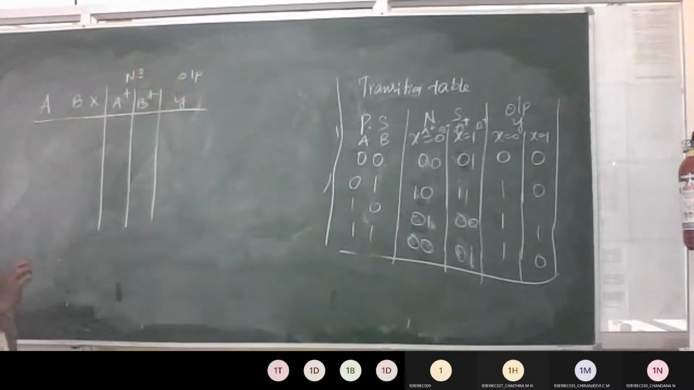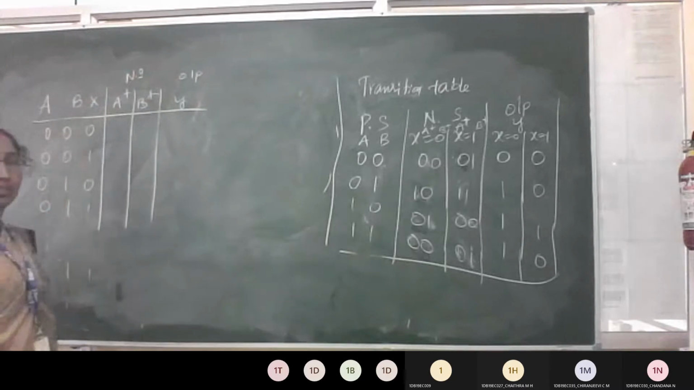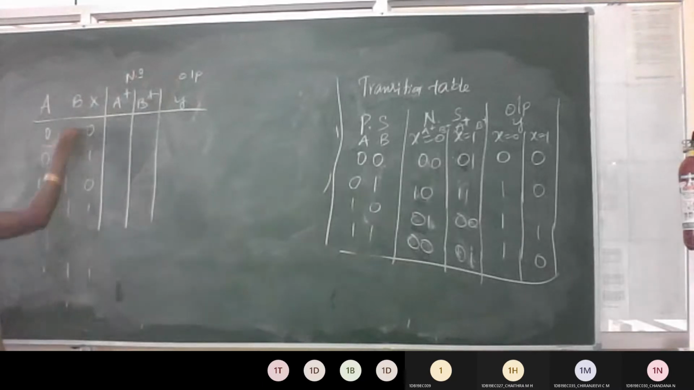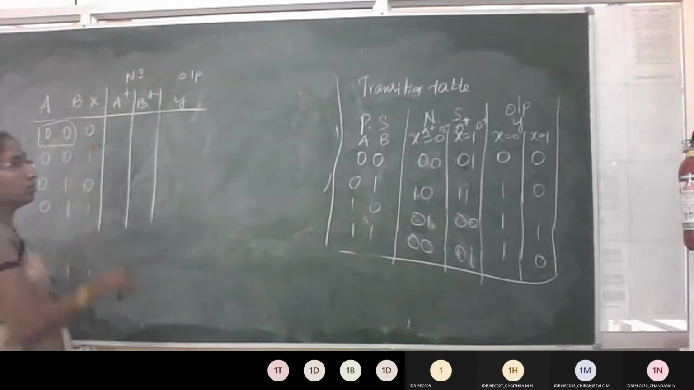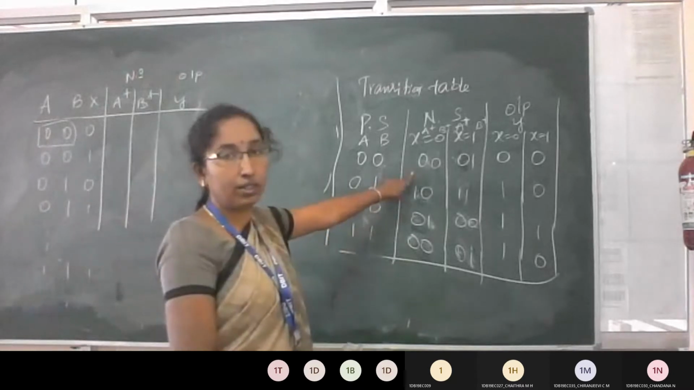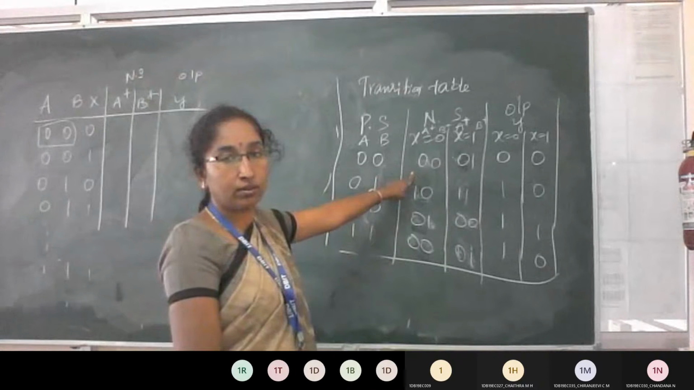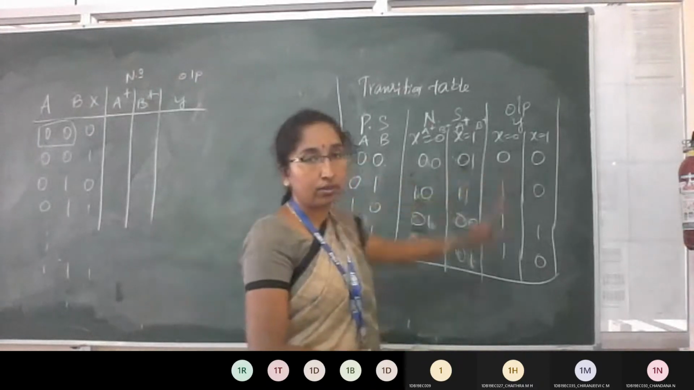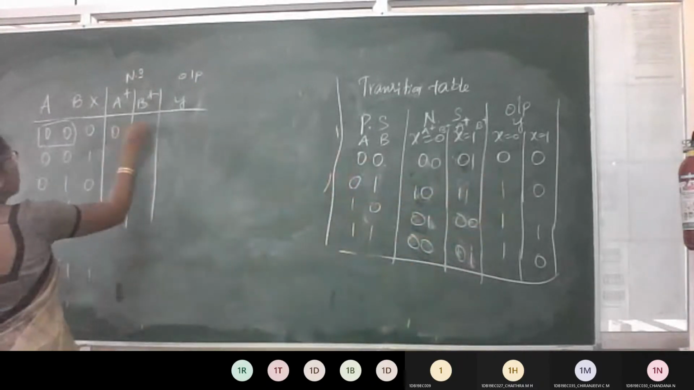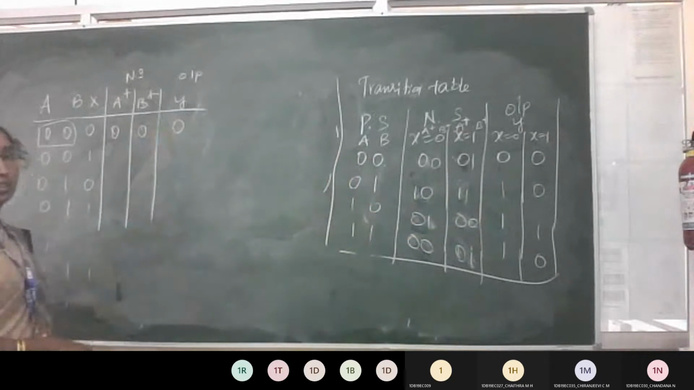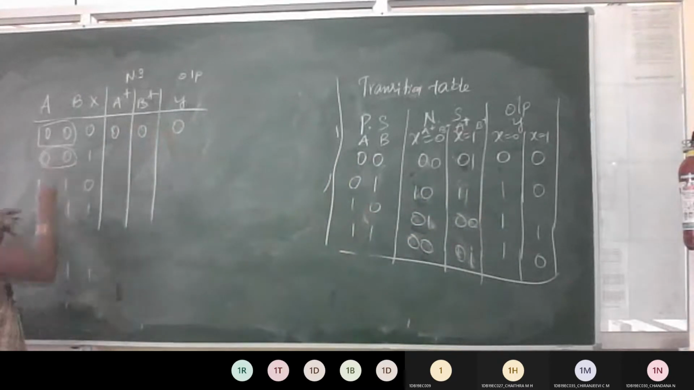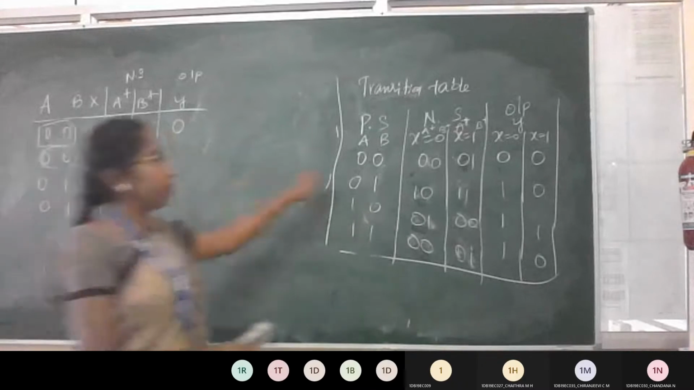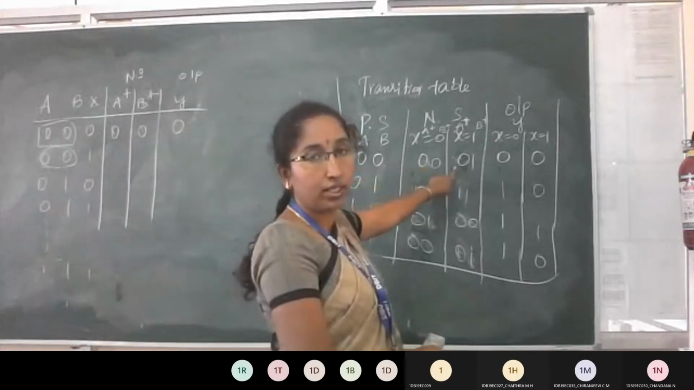So I need to write 8 combinations. So A B: 0 0 0, 0 0 1, 0 1 0, 0 1 1, up to 1 1 1. So when present state is 0 0 and X is 0, it takes the transition to 0 0, and the output is 0. So I need to write here 0 0, output is 0. Similarly, the present state is 0 0, and when X is 1, it moves to 0 1.